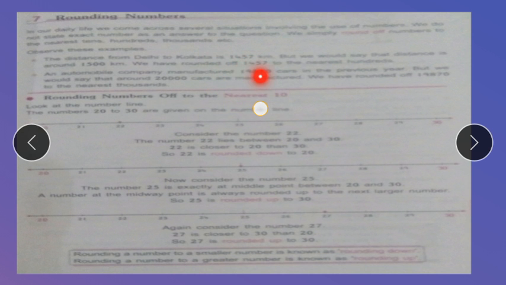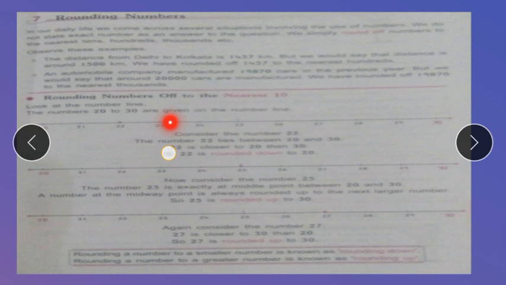But always we do not know exactly what it is, so we say that it is around 1500. The distance from Delhi to Kolkata is around 1500 kilometers. So that 1500 is the round off number. Understood? So what have we done here? We have rounded off 1,457 to the nearest hundred. That you will learn in this chapter, how numbers are rounded off.